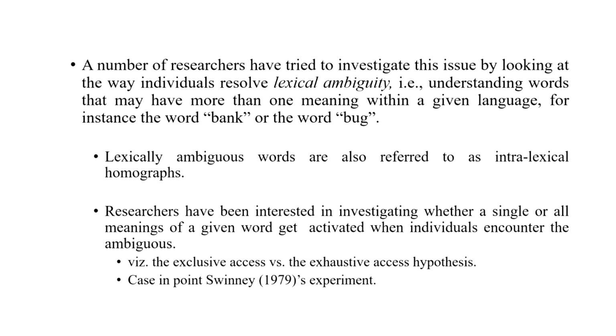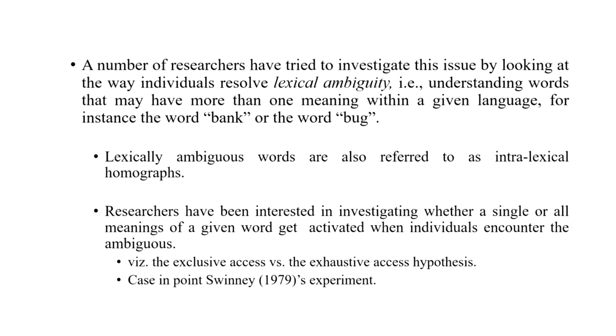What are lexical ambiguities? Lexical ambiguities have to do with understanding words that carry more than one meaning within a given language. For example, the word bank can refer to the bank of a river, or to the financial institution that we know as the bank. Or the word bug can refer to an insect, a beetle, or also, for example, an error in a program, or a device used to conspicuously overhear conversations and so on. Lexically ambiguous words are referred to as intralexical homographs because they are words having the same spelling within a single language system that can lead to different meanings.